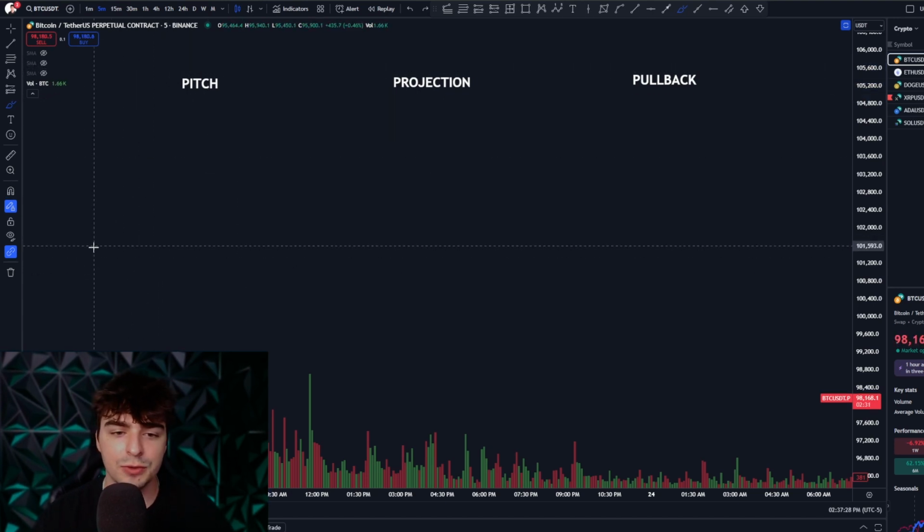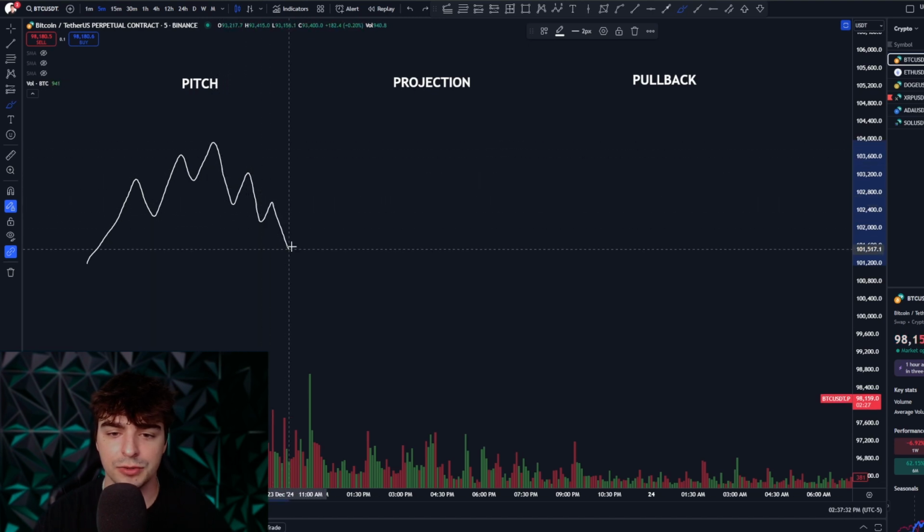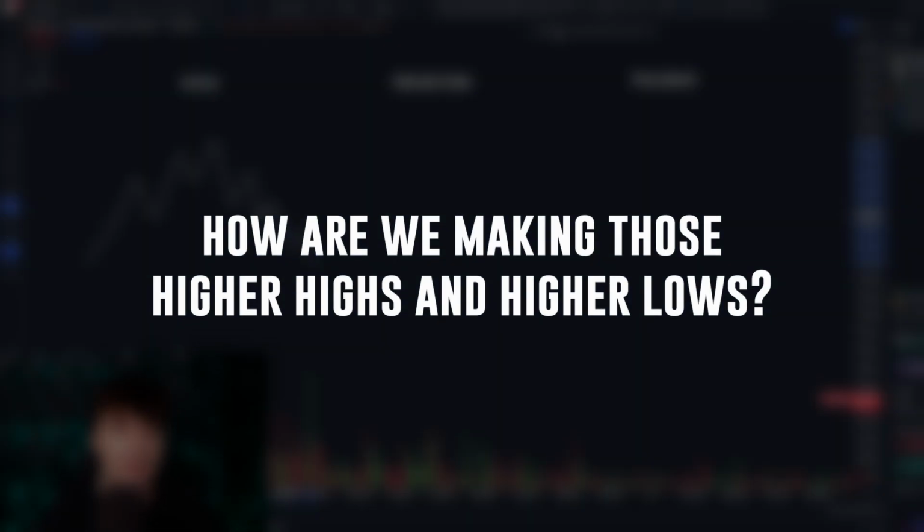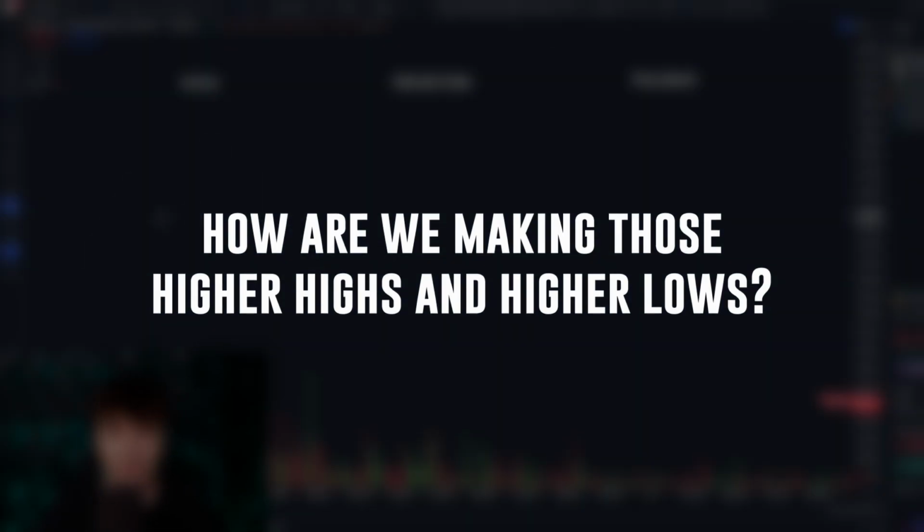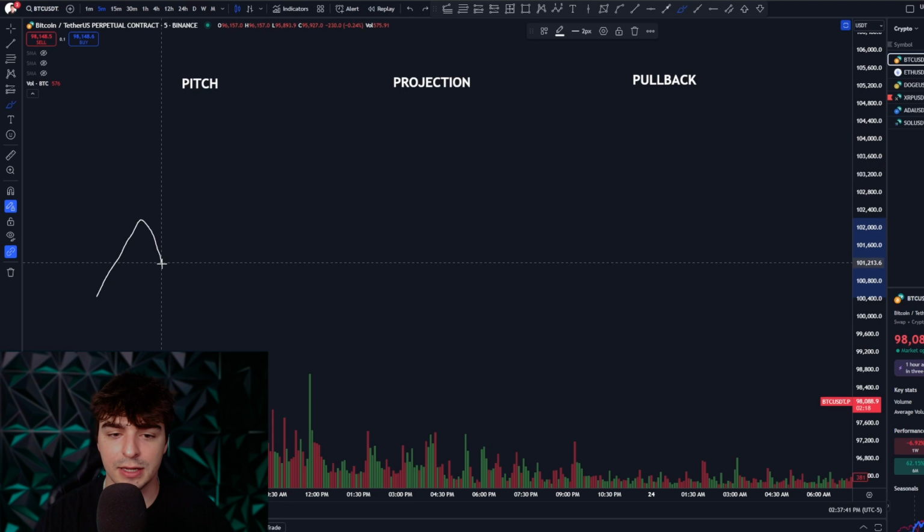So obviously you can have higher highs, higher lows, lower highs. But what a lot of people forget to consider is how are we making those higher highs and higher lows? Are we making a higher high that looks like this? Or are we making a higher high that looks like this?